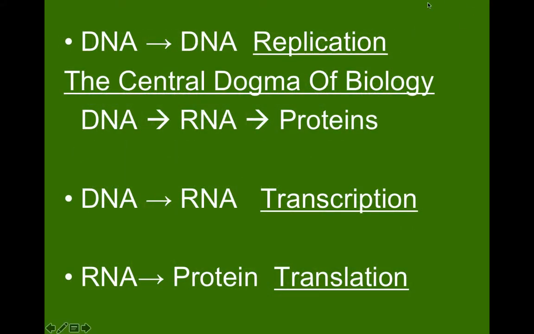What we've got to keep in mind is that DNA can replicate itself. That's the process of mitosis, for instance, or meiosis. But the central dogma of biology, in other words, the main purpose of molecular biology, is DNA turning into RNA, turning into proteins. That is the central focus now, and part of what we call the molecular biology revolution. The process of DNA turning into RNA is transcription, and the process of RNA turning into a protein is translation.